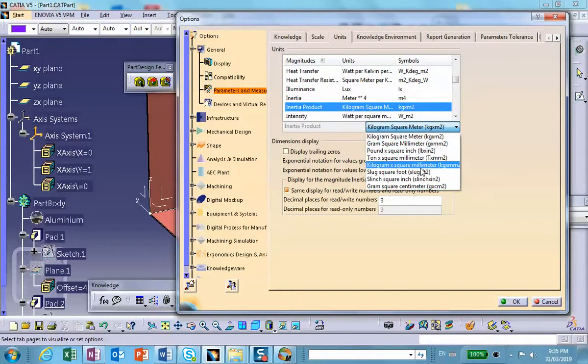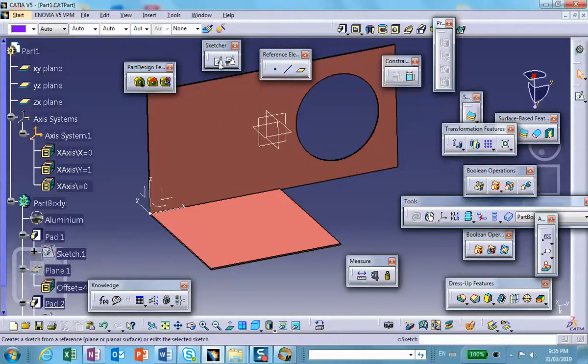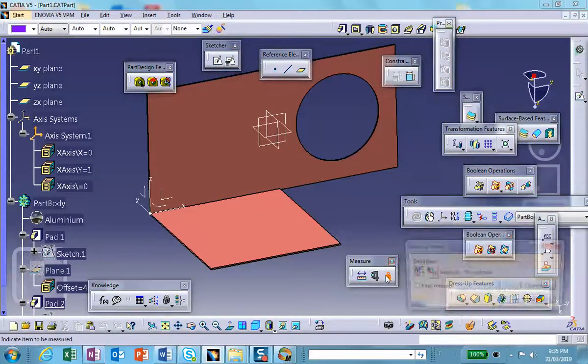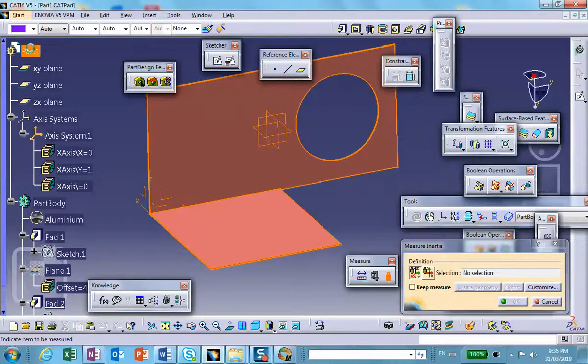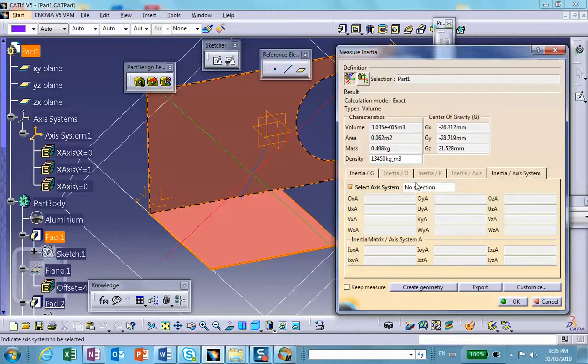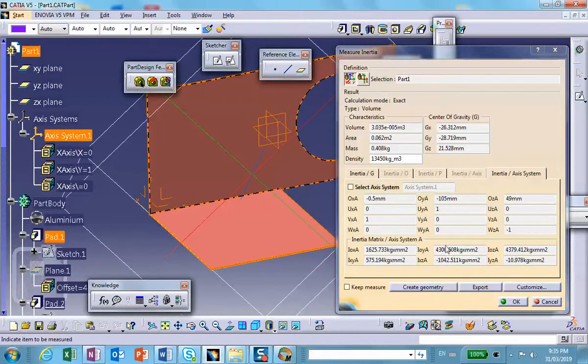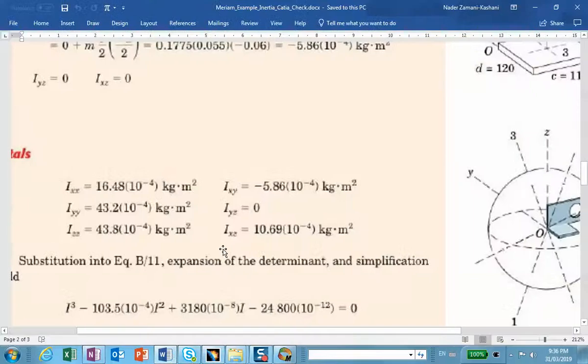If you say measure inertia, select the part, axis system. Notice that now when you look at IYY, select this, select the axis system, it becomes right here, 4300 kilogram millimeter square, which is very close to this number that we had in Meriam, right there, 43.2 × 10⁻⁴ kilogram meter square.